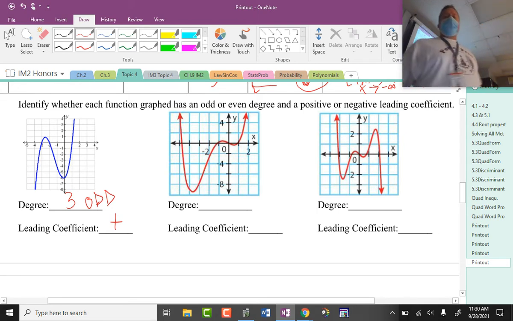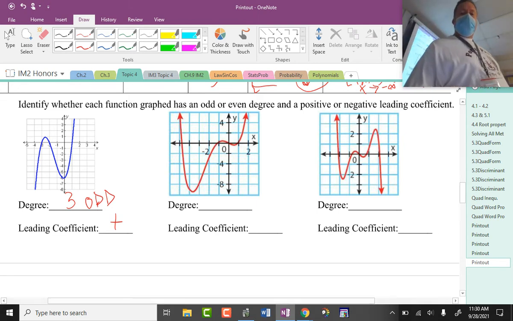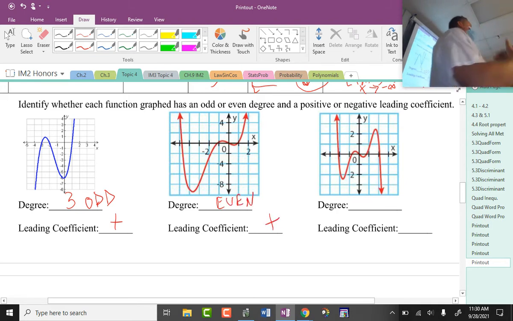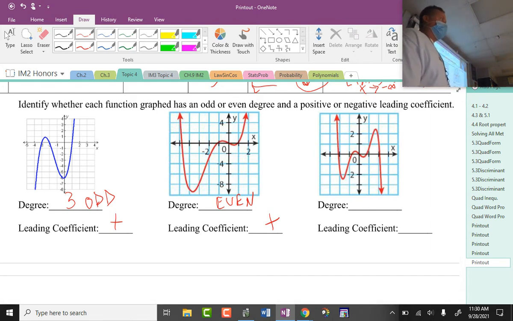So next one, even or odd degree? 3, 2, 1, go. Even. Leading coefficient, positive or negative? Positive. It's just this action, understanding the end behaviors and then being able to do the limits. For this one, limit as x approaches infinity, infinity. As x approaches negative infinity, also infinity. All right, that's how you do those limits.